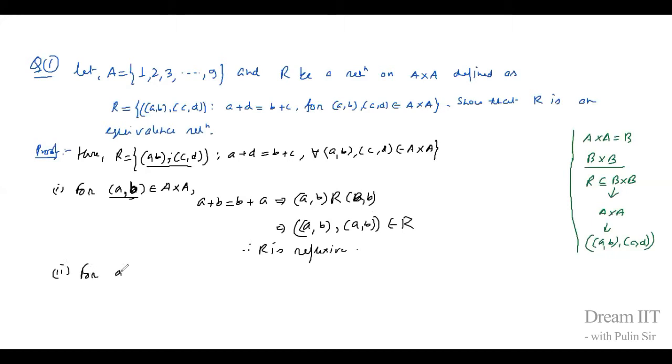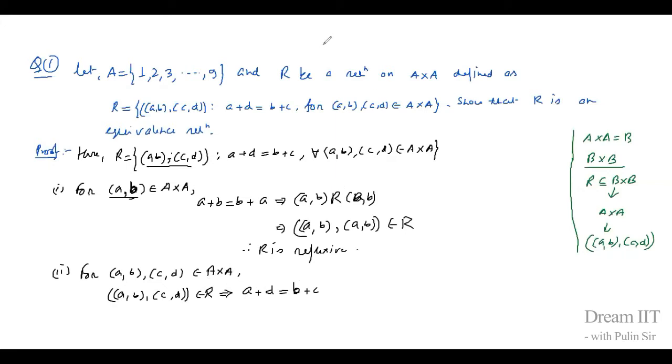Now, for (a, b) and (c, d) belonging to A cross A, I have to show symmetricity. Symmetricity means I first start with the relation between these. They are related, so I have to show that the reverse is also related. That means (c, d) and (a, b) will be related. If I apply the definition of the relation, I should get (c, d) related to (b, a).